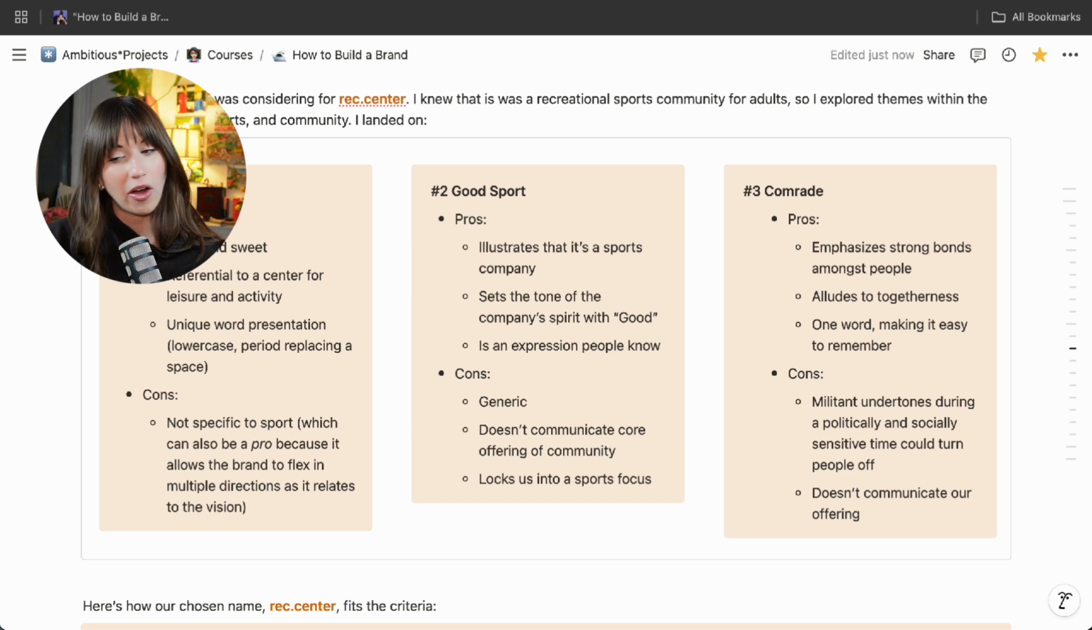The cons are obvious, is that it has a military undertone to it, and we're living in a very politically charged environment right now, so staying away from anything politically relevant is probably a good thing, especially when it comes to a recreational sports company. So that's an obvious con, and it also doesn't communicate our offering in any way, shape, or form. So let's go ahead and see how our chosen name of Rec Center fits our above criteria.